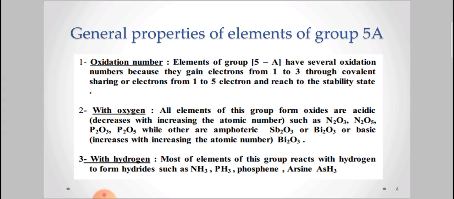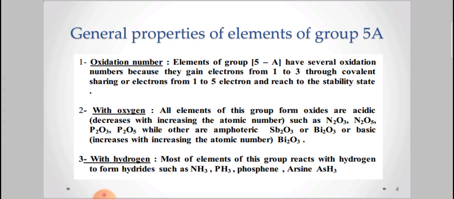With oxygen, all elements of this group form oxides. They are acidic, decreasing with increasing atomic number, such as N2O3 or N2O5, P2O3, P2O5, while others are amphoteric, Sb2O3 or Bi2O3, or basic, increasing with increasing atomic number.